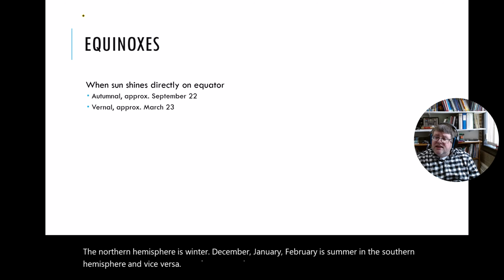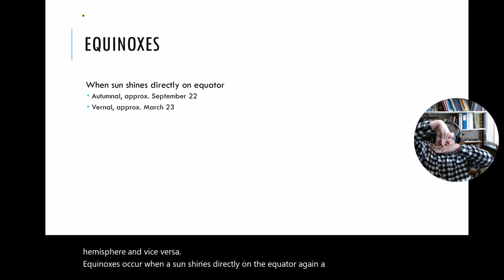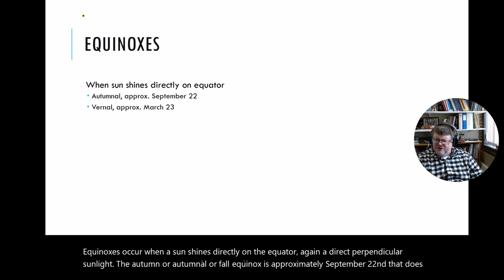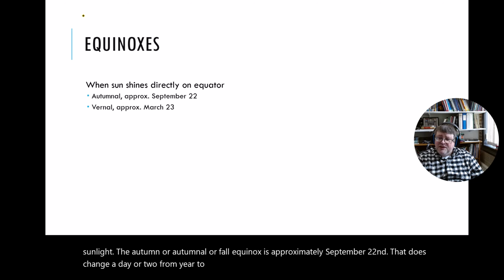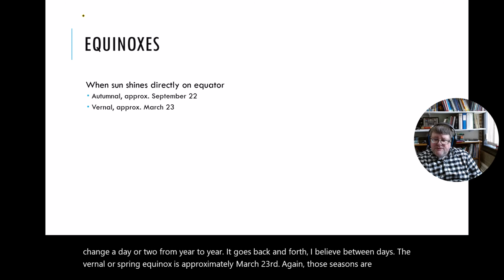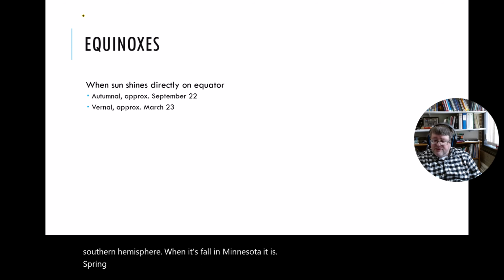Equinoxes occur when the sun shines directly on the equator, again, direct perpendicular sunlight. The autumn or autumnal or fall equinox is approximately September 22nd. That does change a day or two from year to year. It goes back and forth, I believe, between days. The vernal or spring equinox is approximately March 23rd. Again, those seasons are swapped in the southern hemisphere. When it's fall in Minnesota, it is spring in Zimbabwe, and vice versa.